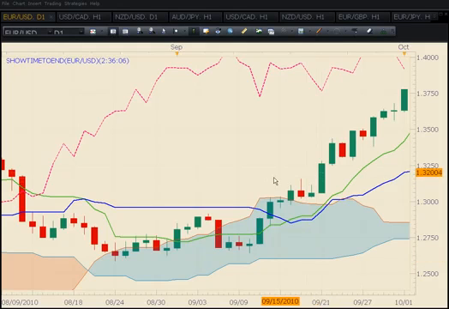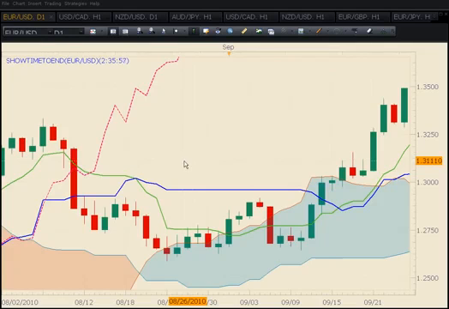Okay. Another thing is when you get into a trade, you want to look at where your chikou span is. Your chikou span is like a filter for you when you make your trading decision. It's 26 periods back from your price right now. We got in right here. Let's go 26 candles back and see where the chikou span was.